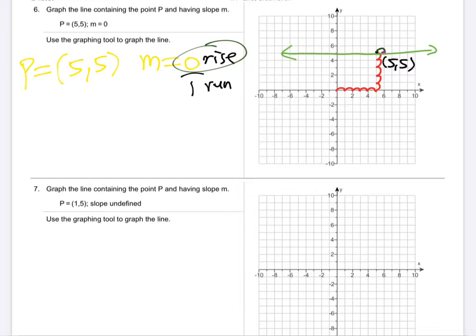Everybody see what we did then? Over 5, up 5, and from there, up 0, over 1. So in other words, straight over 1. Flat line. 0 slope. All right, try number 7.